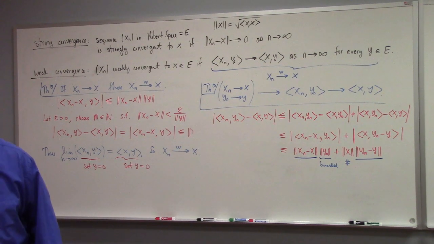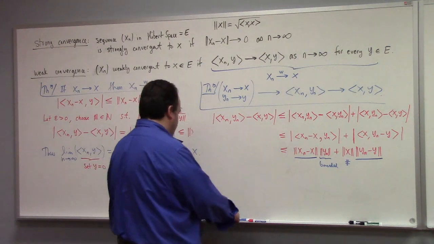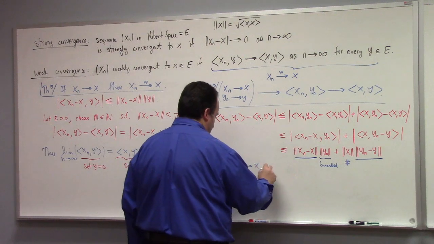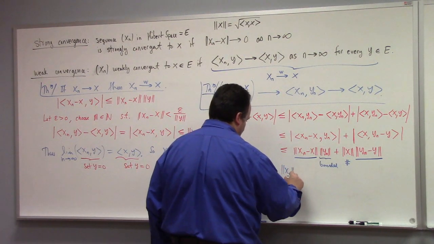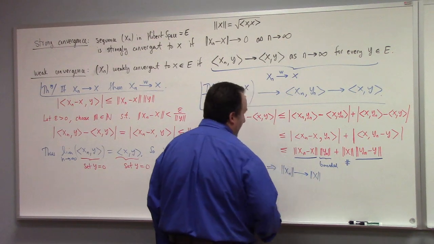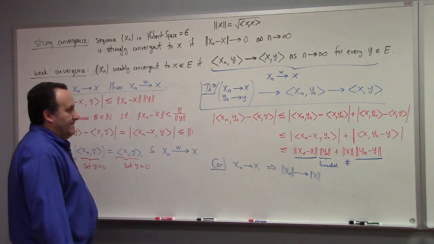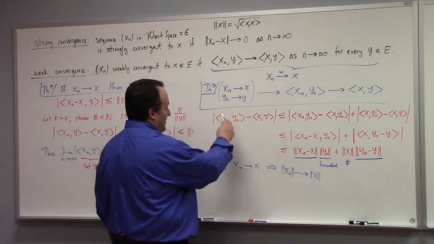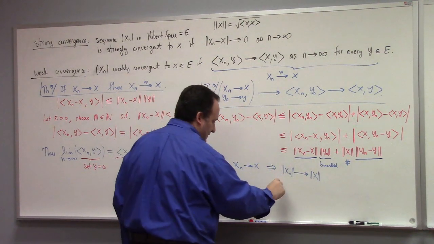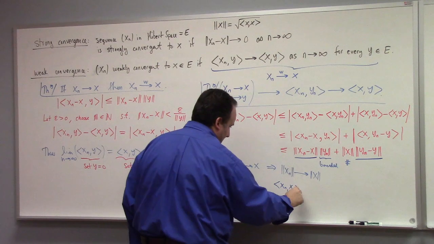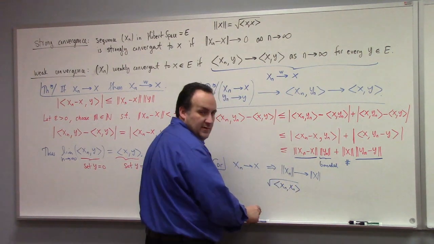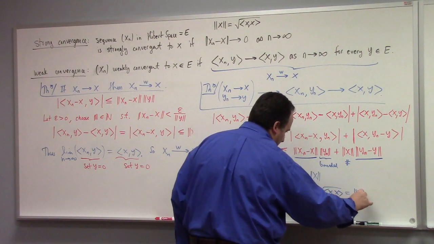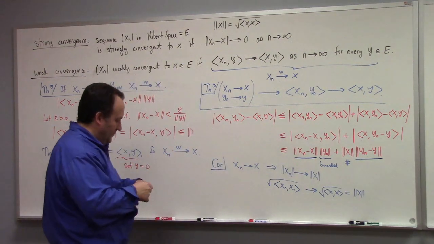He says an immediate consequence of this theorem is a corollary: xn goes to x implies that the norm of xn goes to the norm of x. Do you see why? Basically, you just put xn equal to yn, so you've got the inner product of xn with itself, which goes to the square root of (x, x) by the theorem, which of course is the norm of x. That's the proof of the corollary.